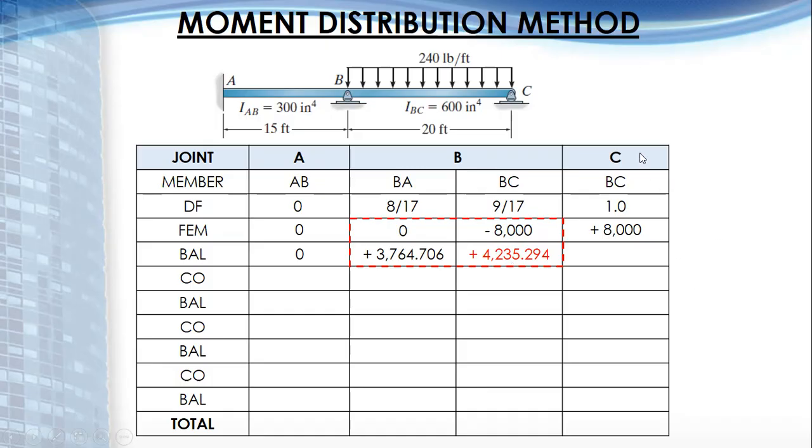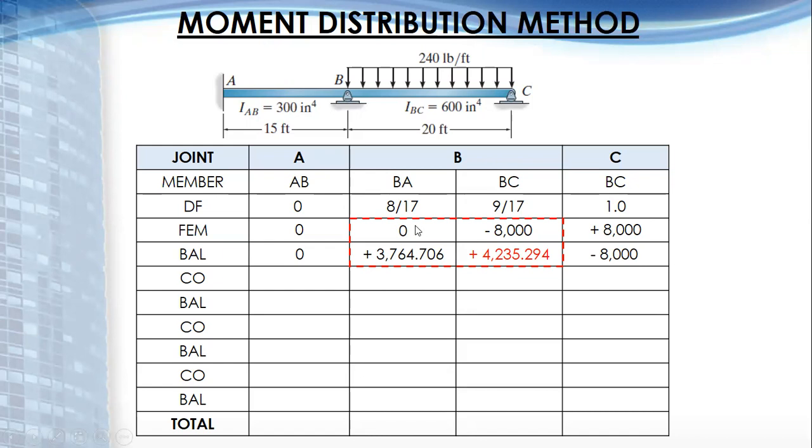Okay, we have positive 4,235.294. Now for joint C, we have this moment, positive 8,000, unbalanced. So we have to balance this one by negative 8,000. And then negative 8,000 times distribution factor 1, it's negative 8,000.